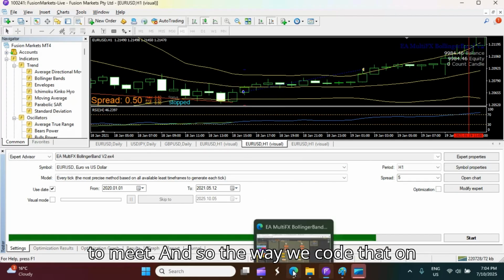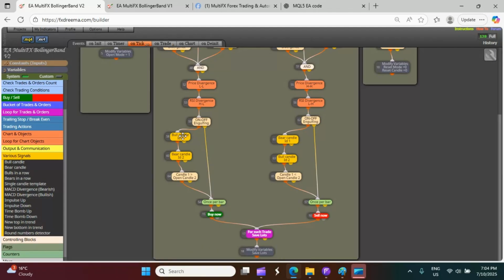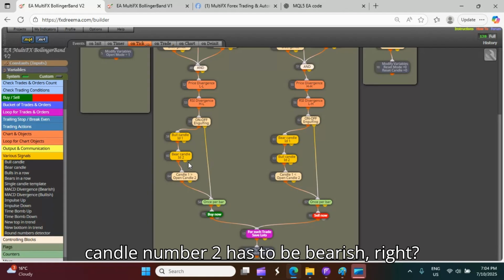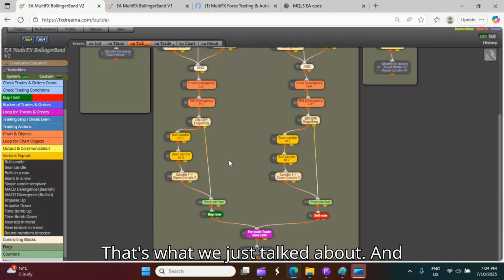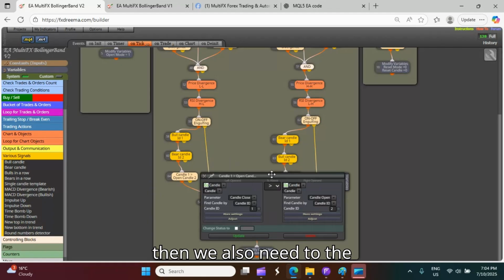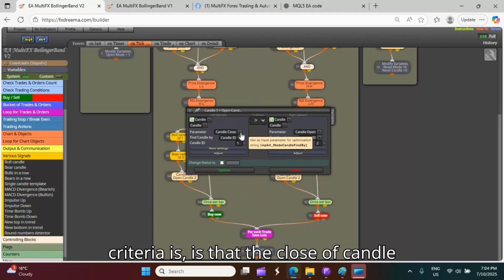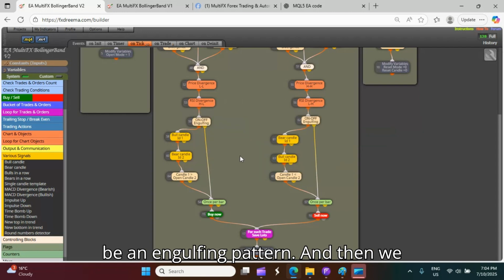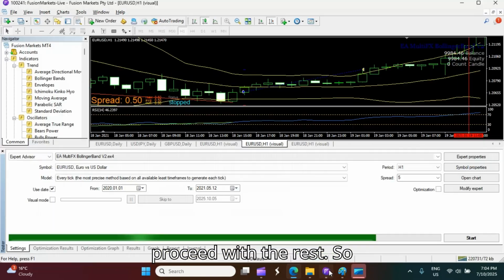And so the way we code that on the bot is that we say candle ID 1 has to be bullish, candle number 2 has to be bearish. That's what we just talked about. And then the criteria is that the close of candle 1 has to be greater than the open of candle 2, to be an engulfing pattern. And then we proceed with the rest.